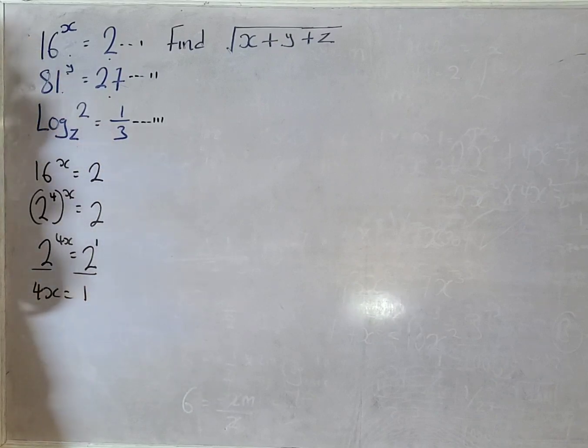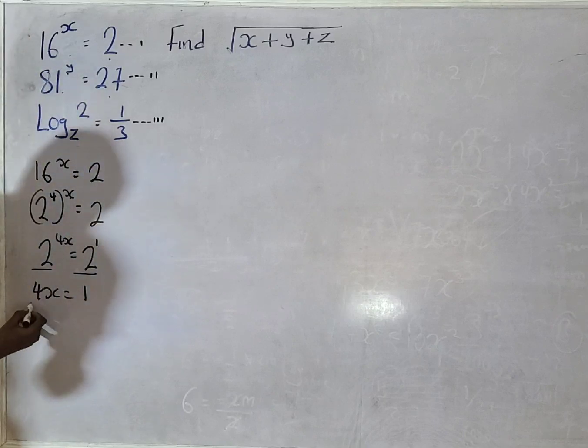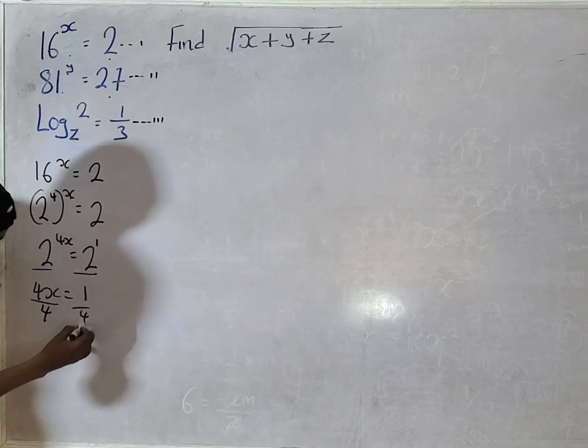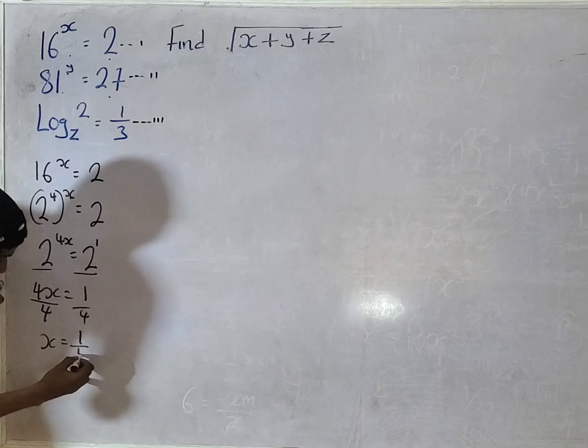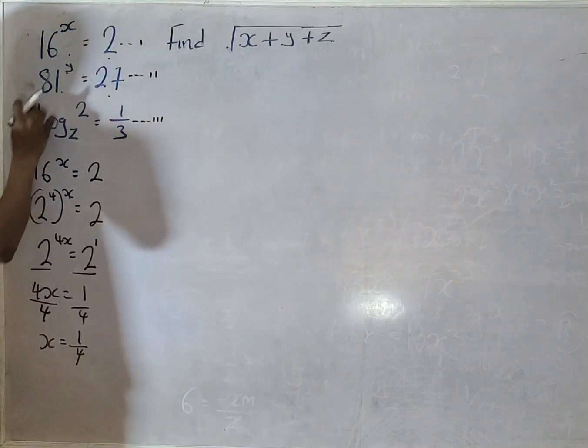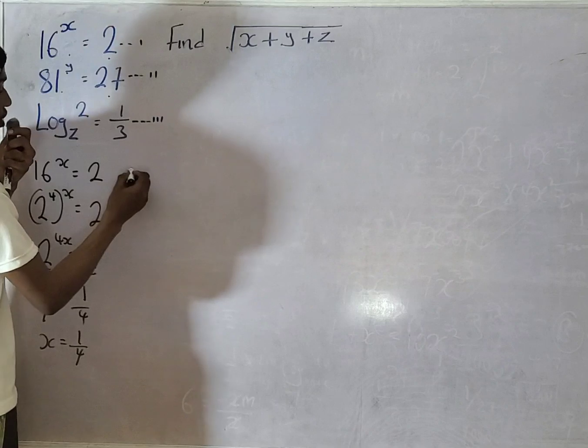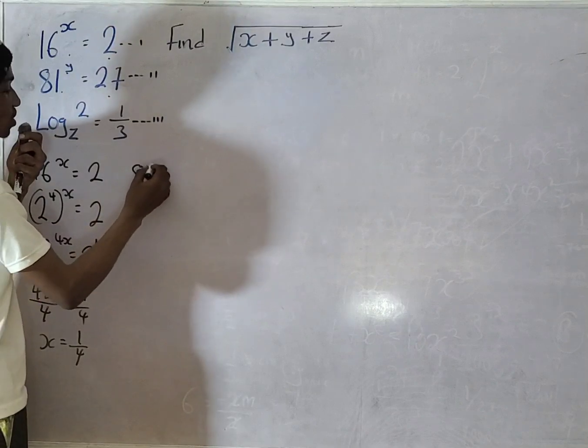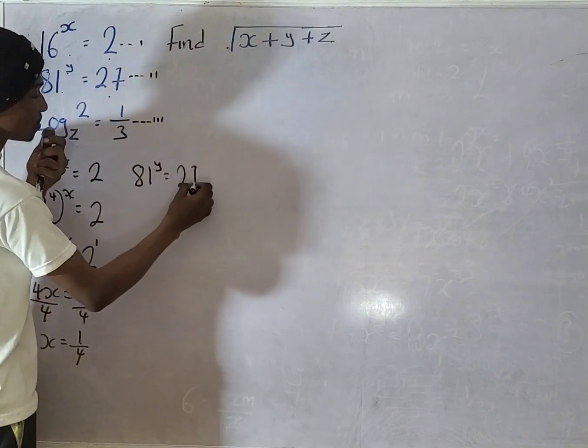Our goal is to find the value of x, so I'm going to divide both sides by 4. So x will be equal to 1 over 4. So we've gotten the value of x. Now, how do we find the value of y? From equation 2, we have 81 raised to the power of y equals 27.